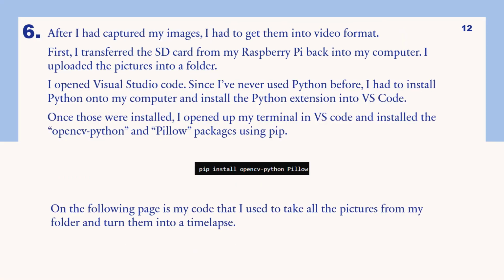Once I had captured all my pictures, I had to get them into video format. First, I took the SD card from my Raspberry Pi and inserted it back into my computer, and I uploaded all my pictures into a folder onto my computer. I decided I would use Visual Studio Code and Python to combine the pictures, so I had to download Python to my computer and the Python extension in Visual Studio Code, as I've never used Python before.